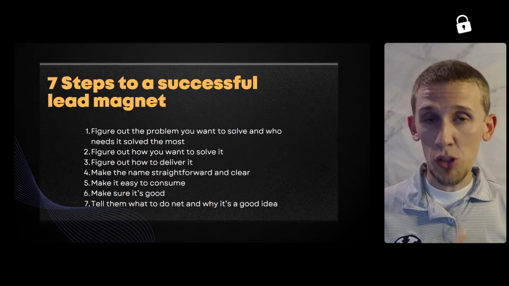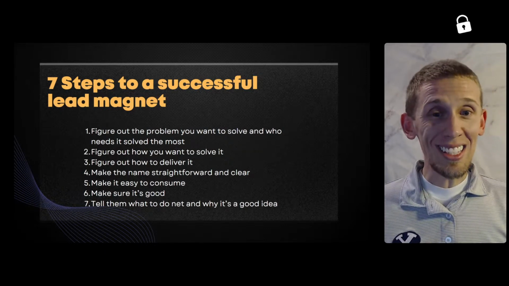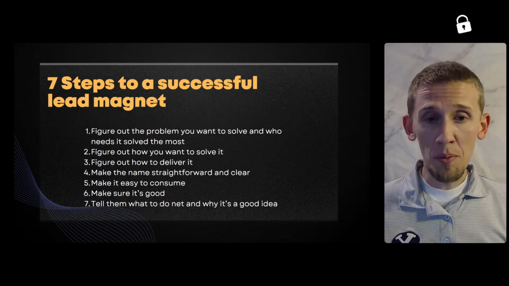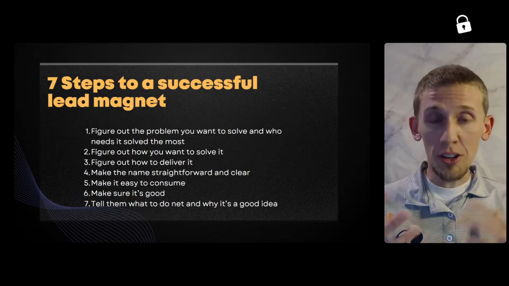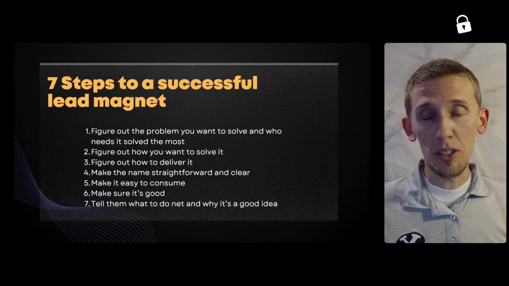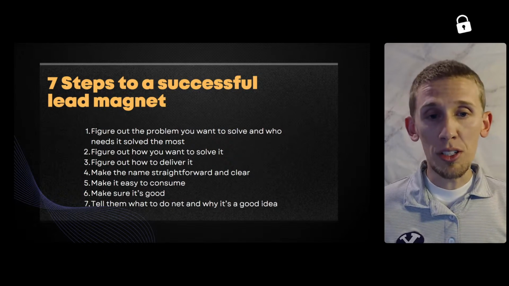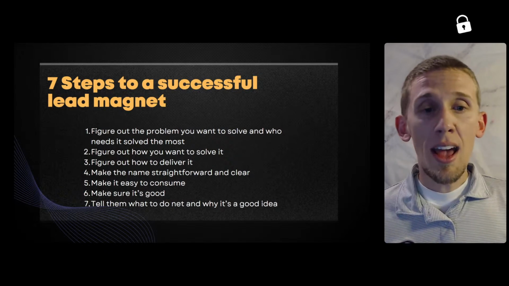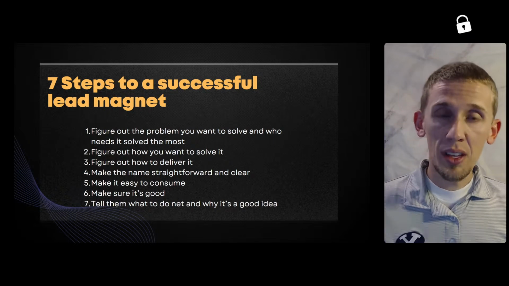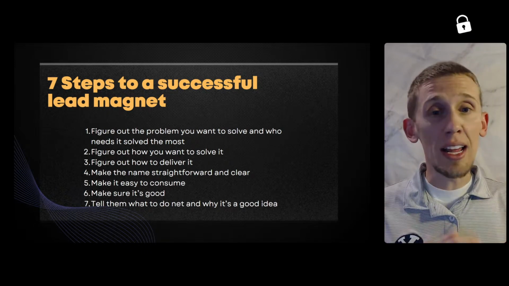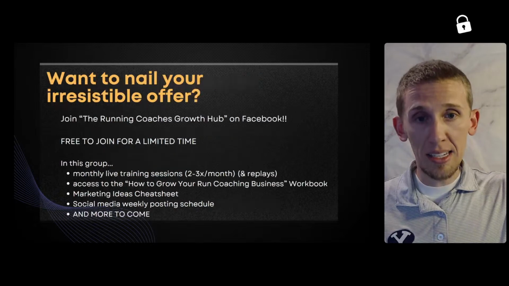You're going to name it, make it straightforward and clear. You're going to make it easy for them to consume. Remember, keep it simple. You're going to make sure it's good, make sure that they're actually enjoying it and that it's actually doing what it's supposed to do. And then you're going to tell them what to do next, and why it's a good idea. So those are the 7 steps to creating a successful lead magnet.